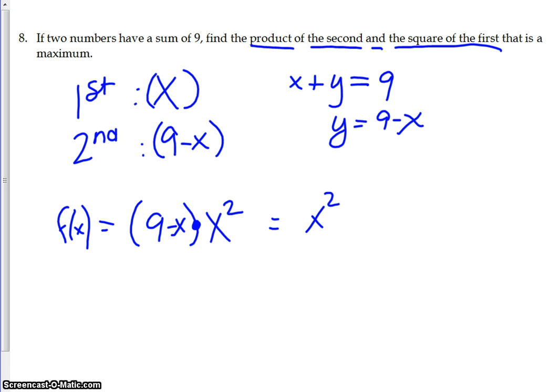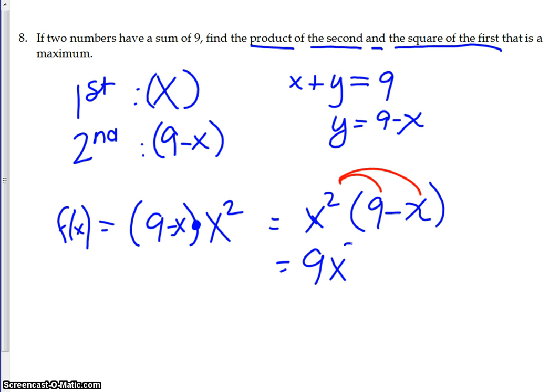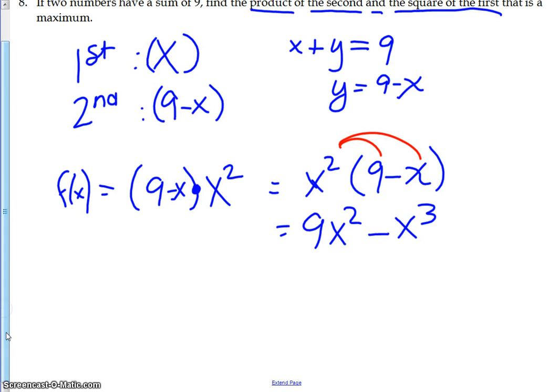And I think it's going to help me if I think of it more this way. If I put the x squared first, and put then 9 minus x. So if I multiplied out, kind of did the distributive property here, I would have 9x squared minus x to the third. Okay? So when I take the first derivative of that one, I got 18x minus 3x squared.